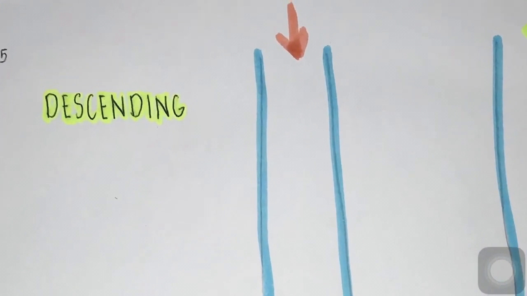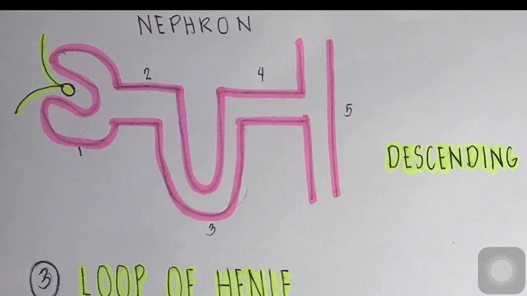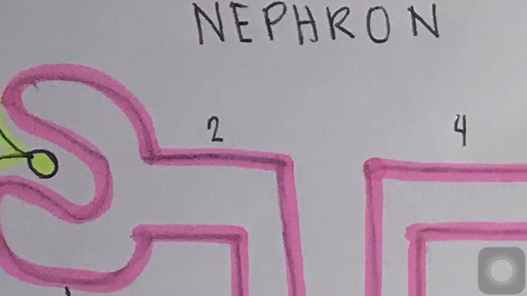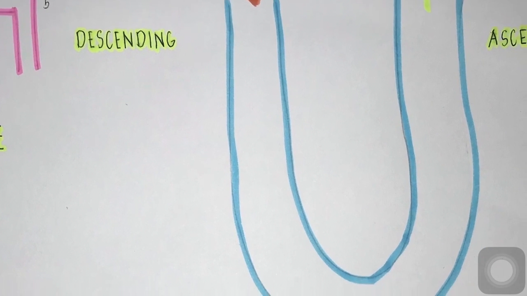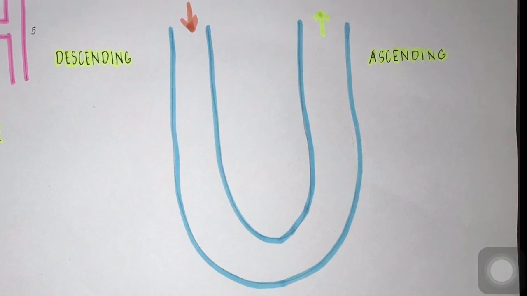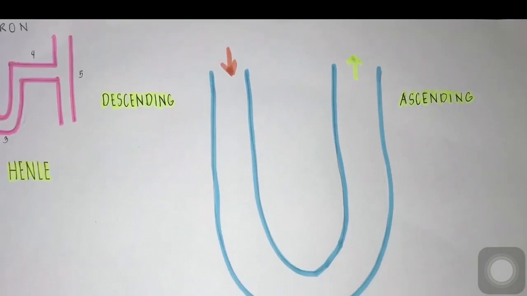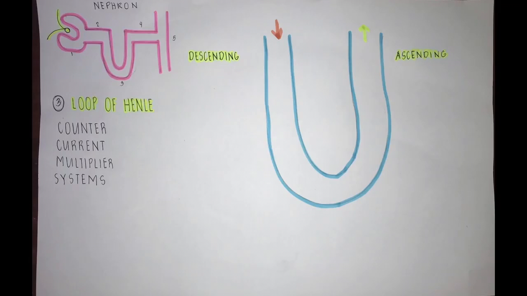So in terms of the flow of fluid, a filtrate is coming out from section 2 of the proximal convoluted tubule, and it's moving down into this descending limb of the loop of Henle, and it will move all around and it will come up with the ascending limb, and it will move into section 4, which is then a distal convoluted tubule. So this is then the countercurrent part of the system.